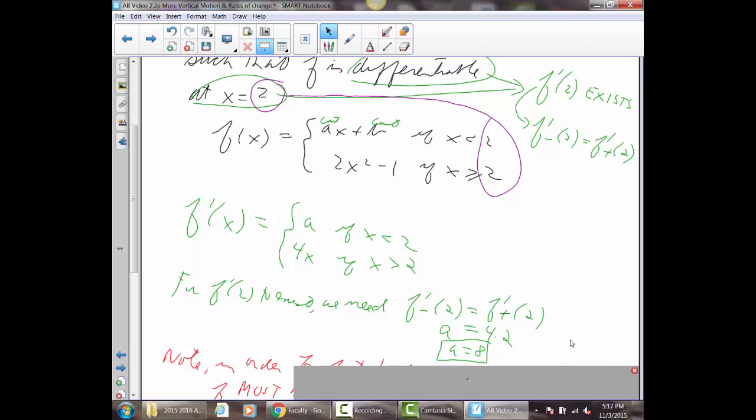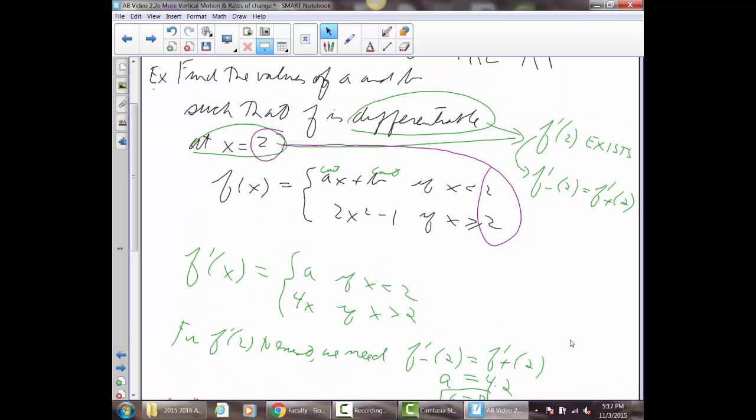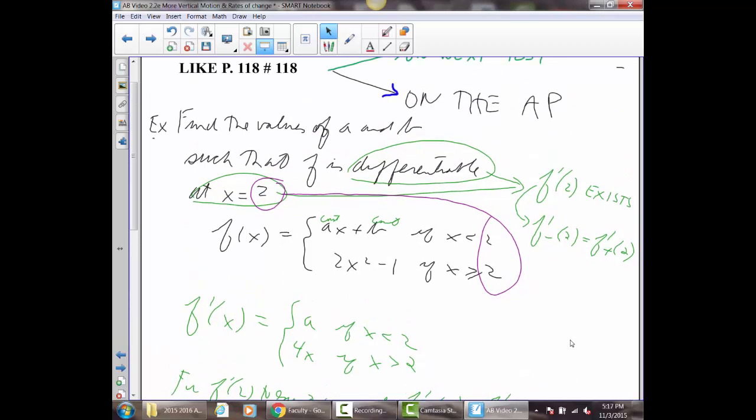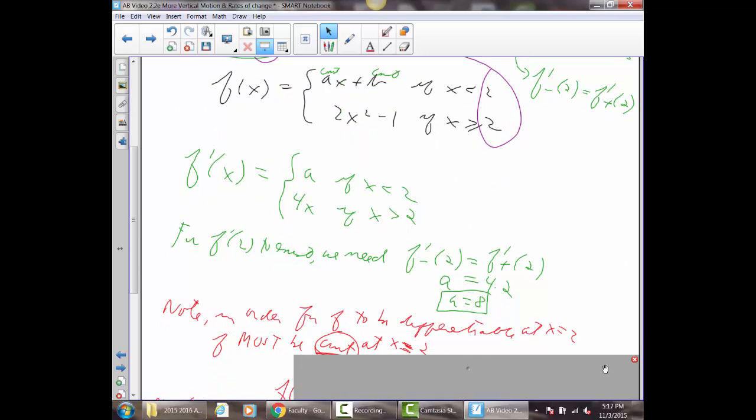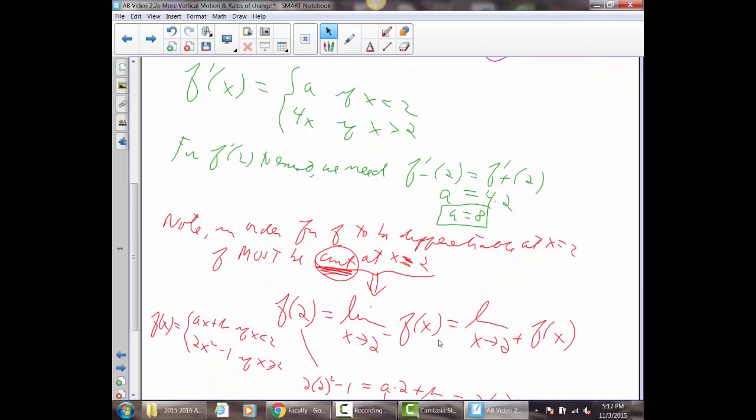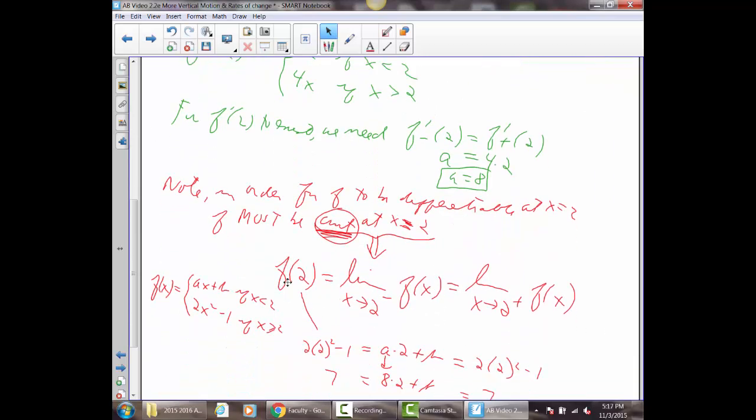Now, at this point, you might go, okay, so how do I find b? Well, this comes back to a very important fact that we learned, which is if a function is differentiable somewhere, it has got to be continuous there. So you would go back to the original function, and of course, here's our trilogy for continuity at x equals 2. That was our original function f of x.